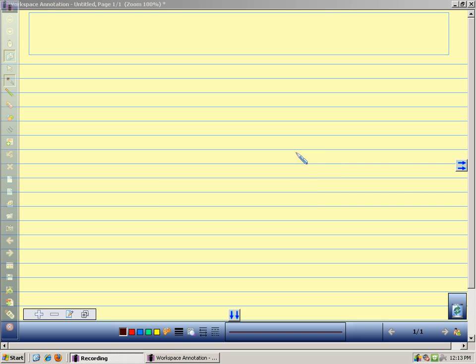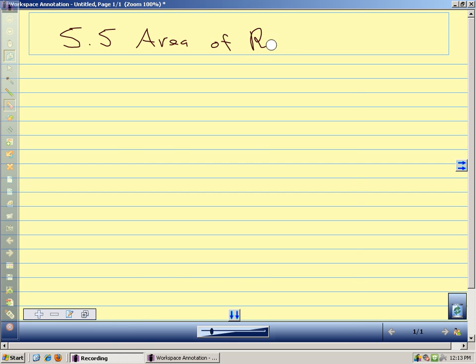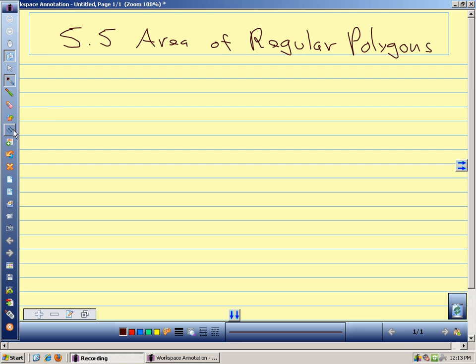So we're in section 5.5. We're talking about area of regular polygons. And let's remember what we mean when we say a polygon is regular.